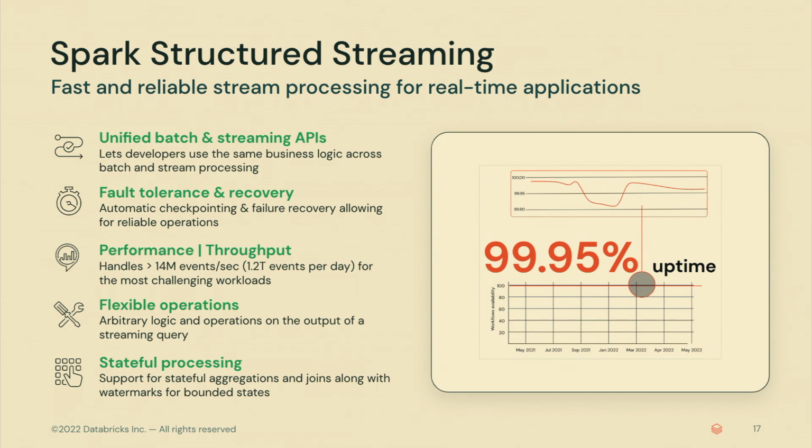In terms of performance and throughput, if you use our managed service, we can handle up to 14 million events per second, so it's quite a high throughput at low cost. You can also implement arbitrary logic with our foreachBatch operator, which is used by more than 40% of our streaming workloads, and implement this arbitrary logic on the output of any streaming query. And finally, we support stateful processing, stateful aggregations and joins, and we support watermarks for bounded state.